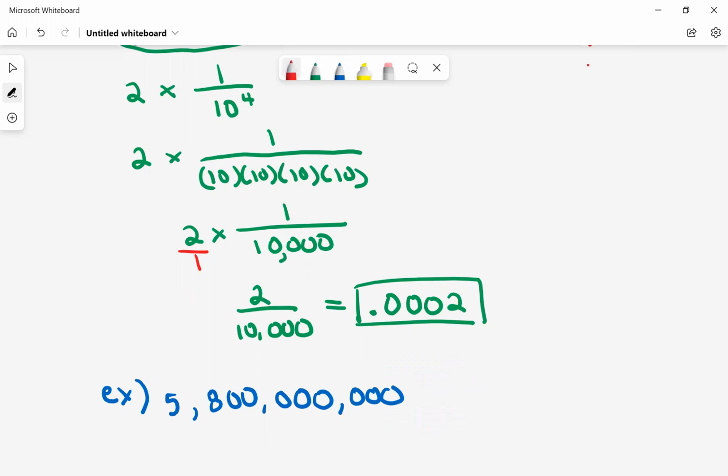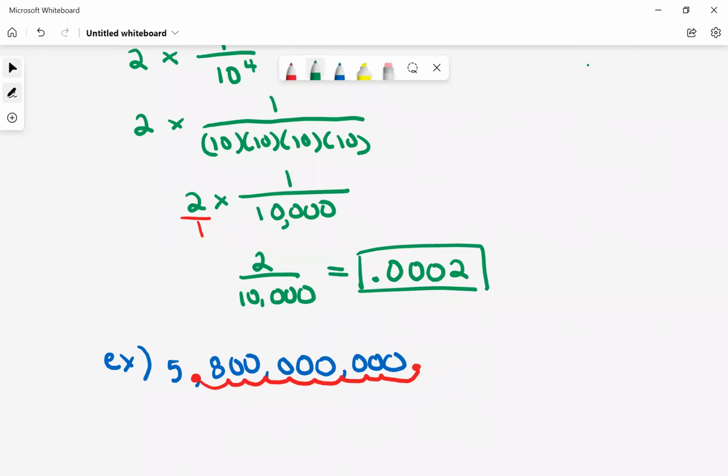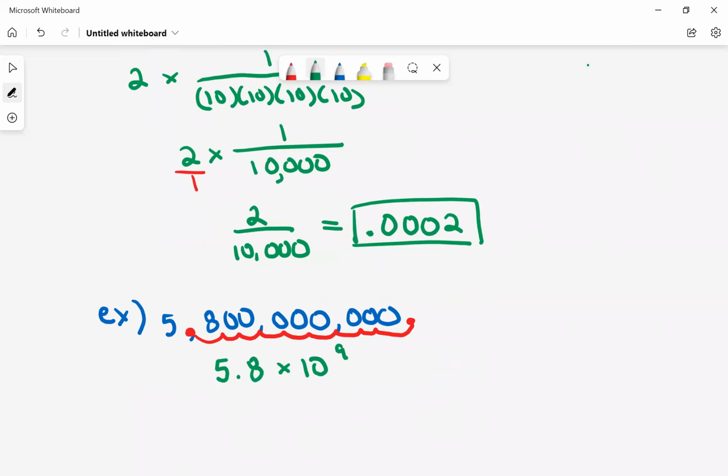So basically, I need to figure out how many tens I have to multiply by, or find the decimal, and I need to figure out how many times I have to move that decimal. So I'd like the decimal to be right here between the 5 and the 8. So I need to move the decimal 1, 2, 3, 4, 5, 6, 7, 8, 9 times. So in scientific notation, this would be 5.8 times 10 to the 9, because that would move the decimal 9 times and I would get 5,800,000,000.